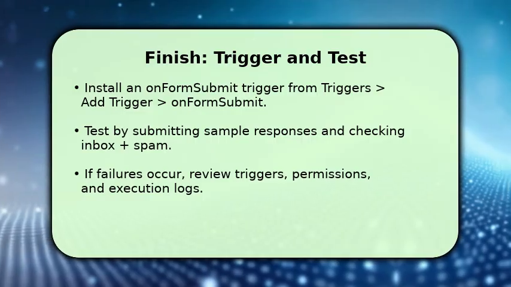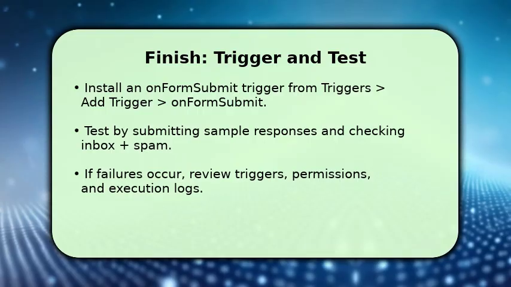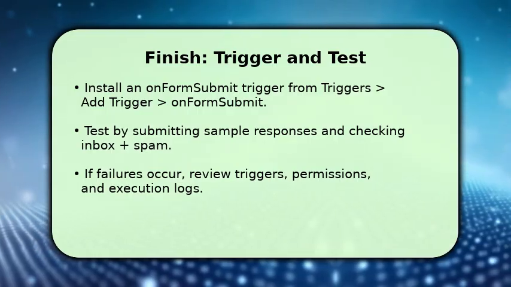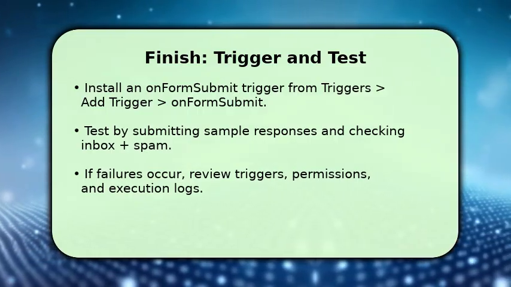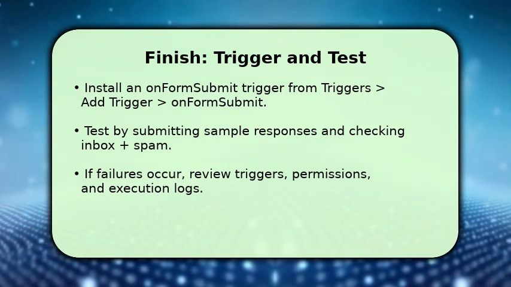If the email doesn't arrive, make sure the trigger is active, the script has Gmail/send permissions, and the recipient field is correct. Troubleshooting tip: check the execution log and error messages in Apps Script to pinpoint permission or runtime issues.